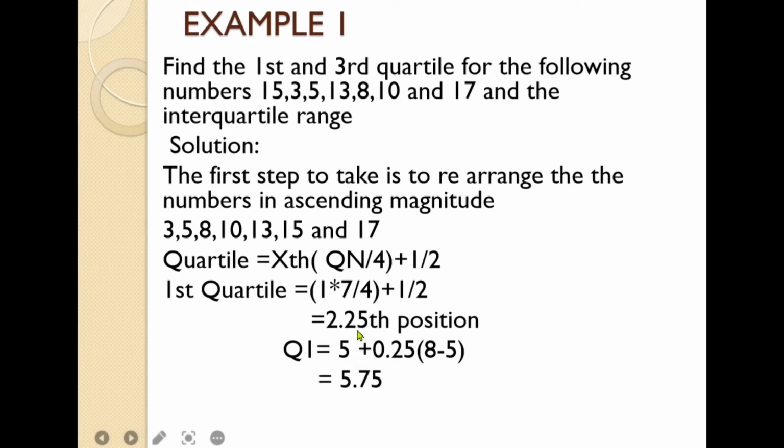Please remember, 2.25 is not the first quartile. It is only showing you where the position is. So it means that the first quartile lies on the second 0.25th position. The second position is 5, and we'll find the 0.25 of the difference between the third and the second position. And that is how we got 8 minus 5, which is 3. 0.25 times 3 will give us 0.75. And 5 plus 0.75 gives us 5.75. So our first quartile lies between 5 and 8, and the exact value is 5.75.